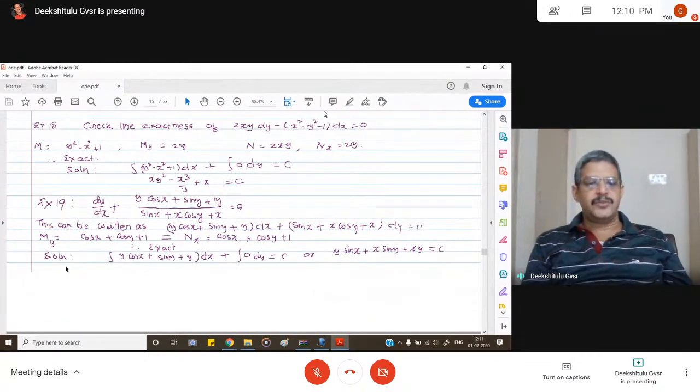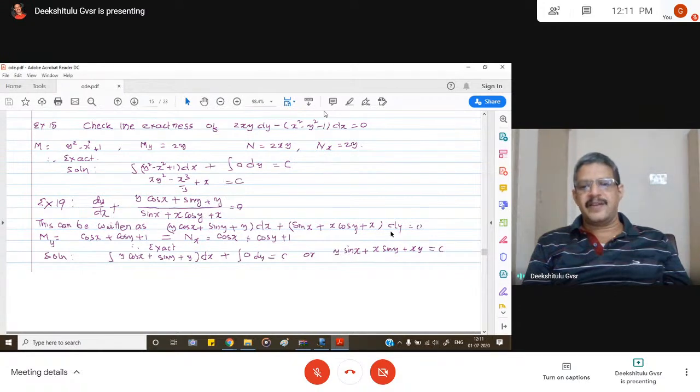So this is M, and dou M by dou y is cos x plus derivative of sin y, which is cos y, plus derivative of y, which is 1. And N x is cos x plus cos y plus 1. Cos x plus cos y plus 1, they are equal. So hence this is an exact equation. So the integral of the terms here with respect to x, assuming y as constant, and here also see again dy. I know you are very fortunate, all the problems we are getting zeros here. Is there anything which is independent of x? We have sin x here, x here, x here, so 0.